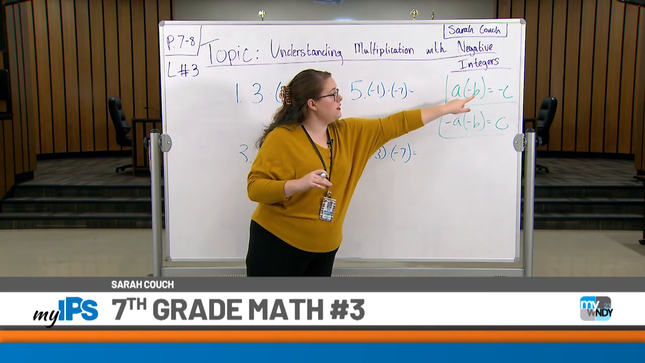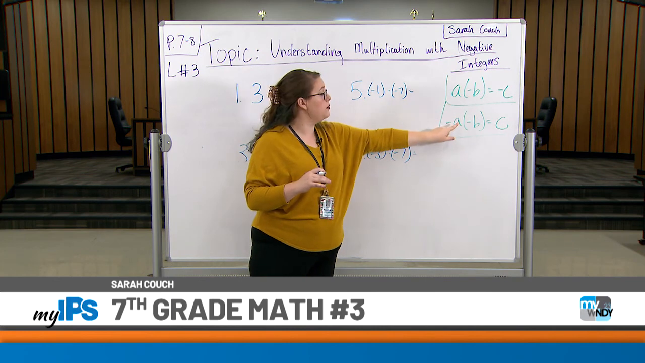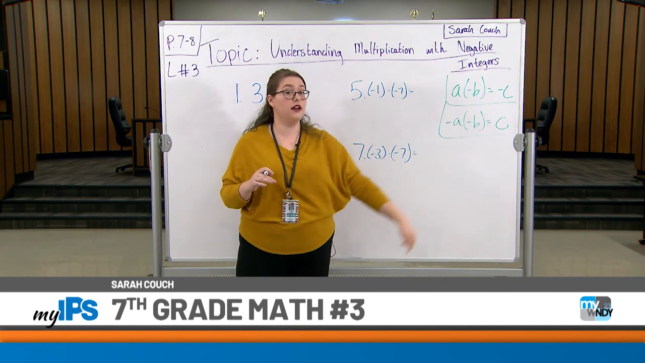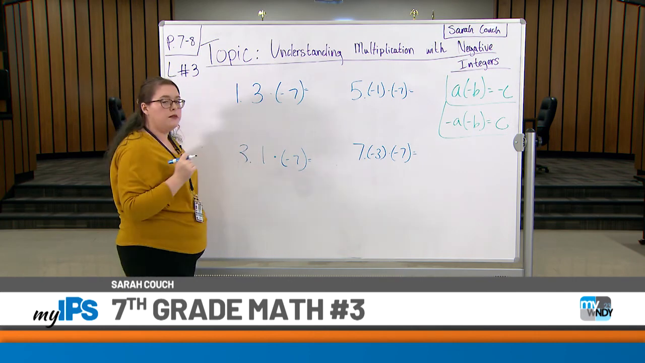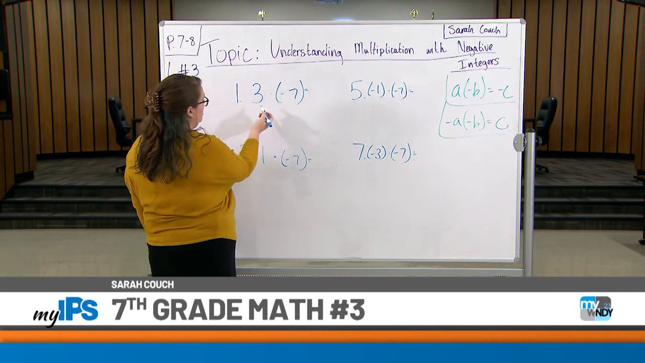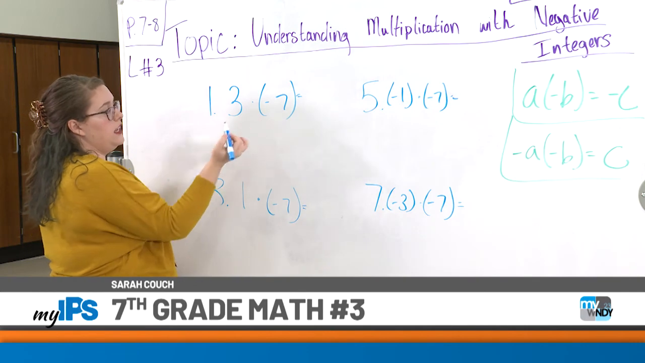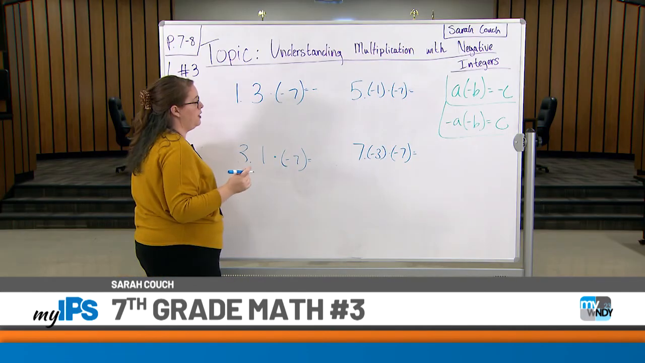If we have 1 negative, our answer has to be negative, and if we are multiplying 2 negatives, our answer has to be positive. So the first thing I like to do with these is to determine, is it going to be positive or negative? So positive, 1 negative, negative, right?